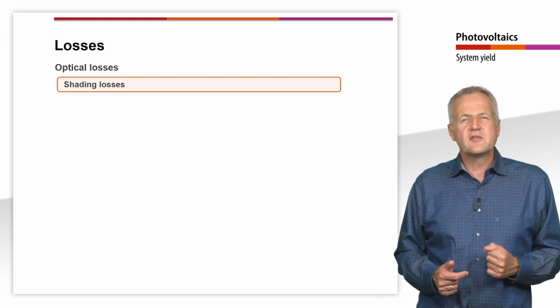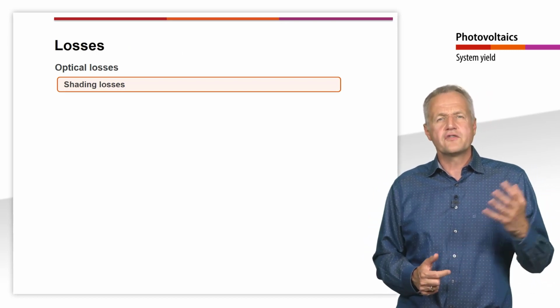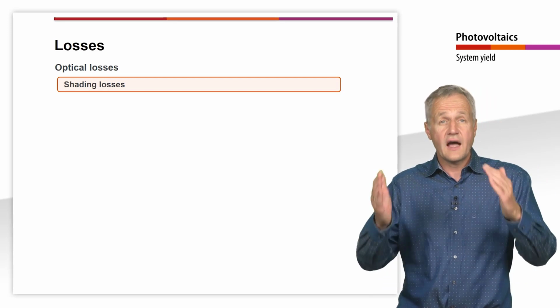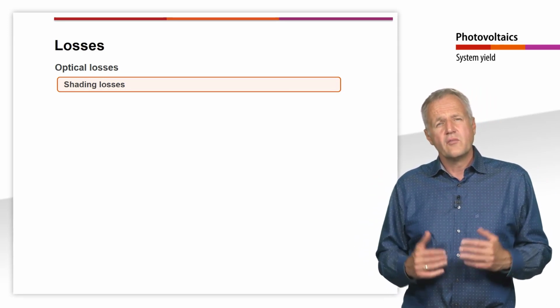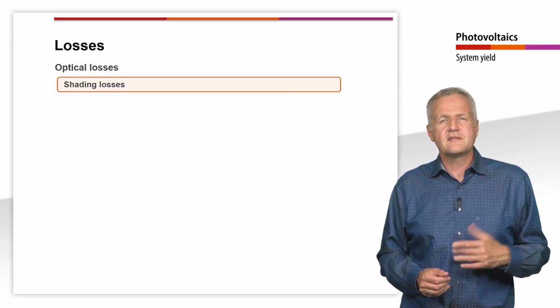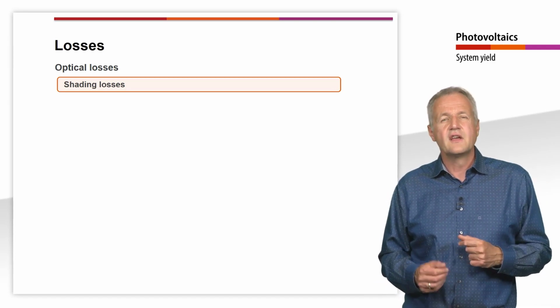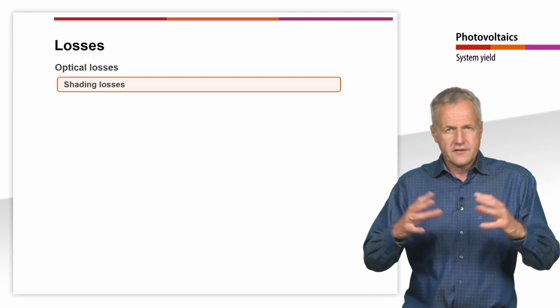In a real PV system, however, a number of losses occur that reduce the ideal system yield. Most of these losses have already been discussed in detail in the previous chapters. In the following, we will summarize them.